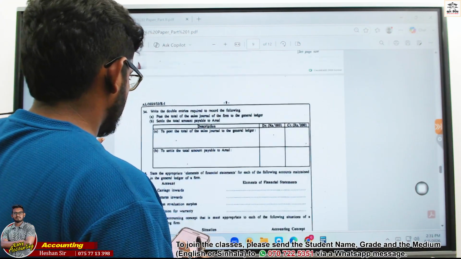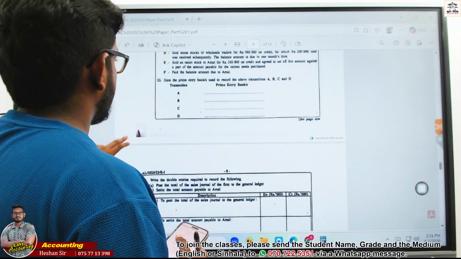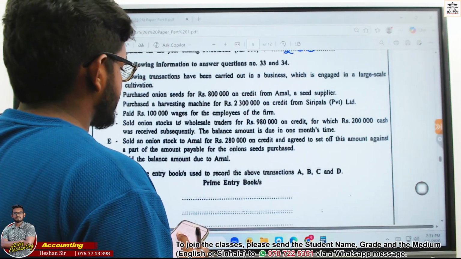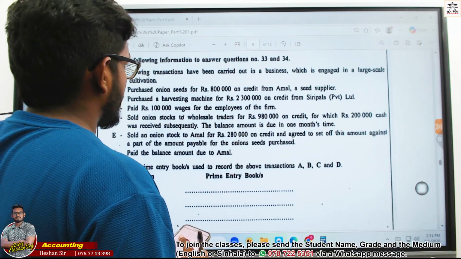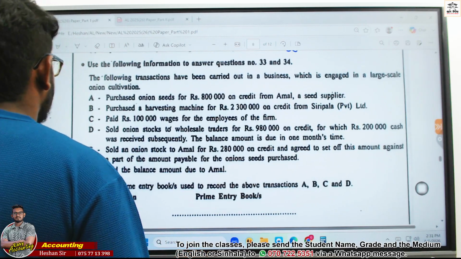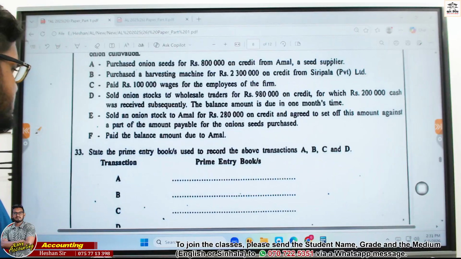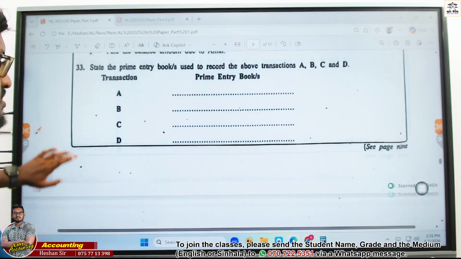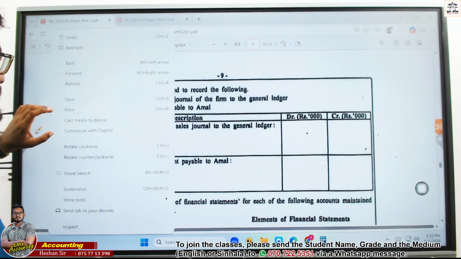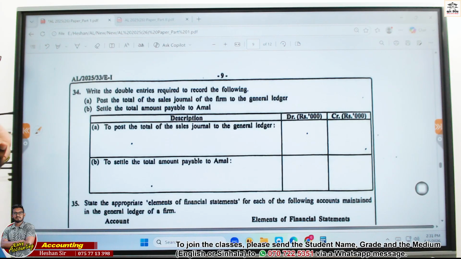33, 34, 35, right? Use the following information to answer question number 33 and 34. The following transactions have been carried out in a business which is engaged in large scale onion cultivation. First one, they ask you to state the primary books used to record the above transactions. Write the double entries to record the following: post the total of the sales journal to the general ledger and settle the total amount payable to Amal.